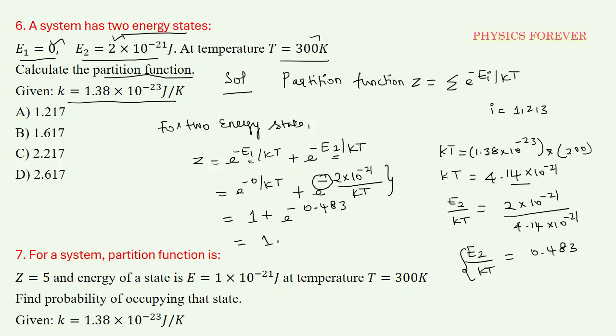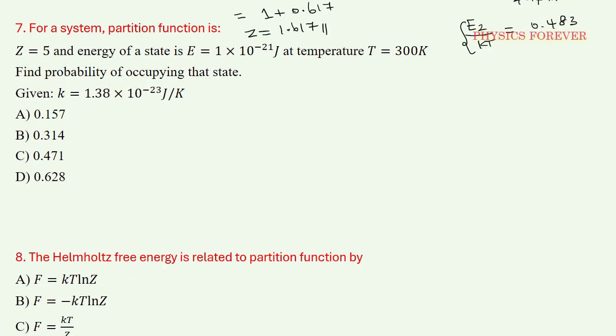Then 1 plus e power minus 0.483. Sometimes the value will be given, or otherwise we have to use the logarithm book to find this value. e power minus 0.483 is 0.617. The partition function Z is equal to 1.617, which is the correct option. Option B is correct. Most important, definitely a problem will come. Sometimes the same question will be asked in CSIR also.